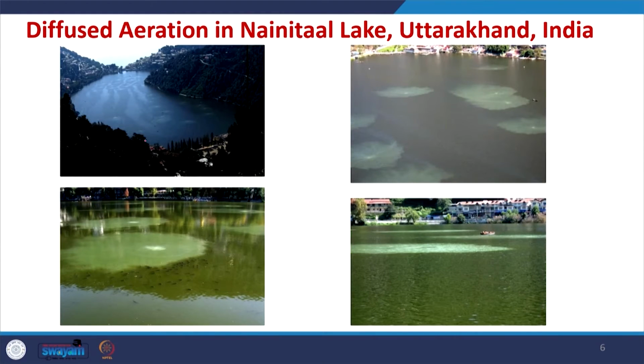Now, if you go to Nainital lake, which is a very touristic place in Uttarakhand state, where we are at IIT Roorkee, from the distance we always see the lake like this, but within this Naini lake a lot of diffused aeration systems have been installed. You can see here the plume with respect to these diffusers which have been installed inside the Naini lake. We can see it also in this picture. These diffusers have been installed for a number of reasons. Before their installation, there were a lot of problems in the Naini lake, and the restoration has happened because of the installation of these diffused aeration units.